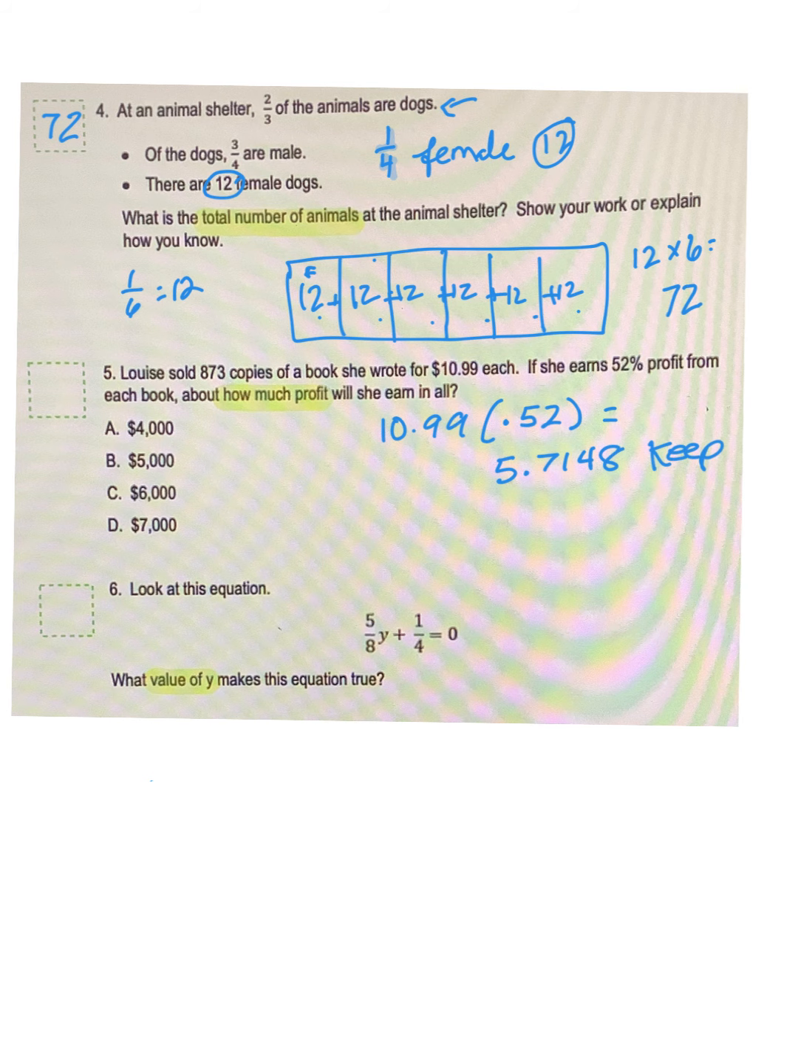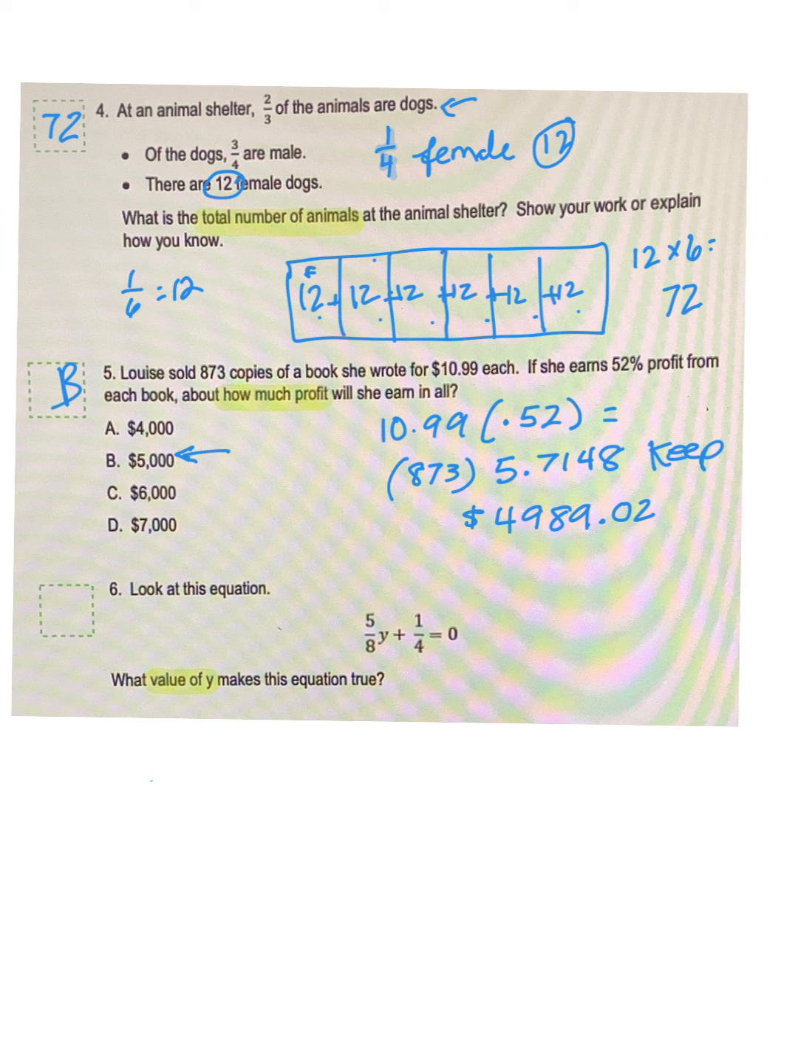But she didn't sell just one book, she sold 873 books. We're going to multiply by 873. And that will tell us the profit for all of the books. We end up with, when I multiply 873 times 5.7148, we get 4,989.0204. So this I can round to 4,989.02. And if we look at our choices, we can see that the best choice, the closest choice, would be B. So the answer for number 5 was B.